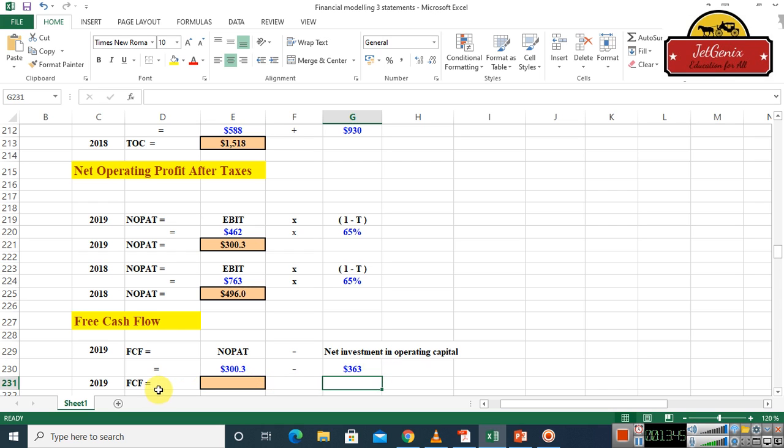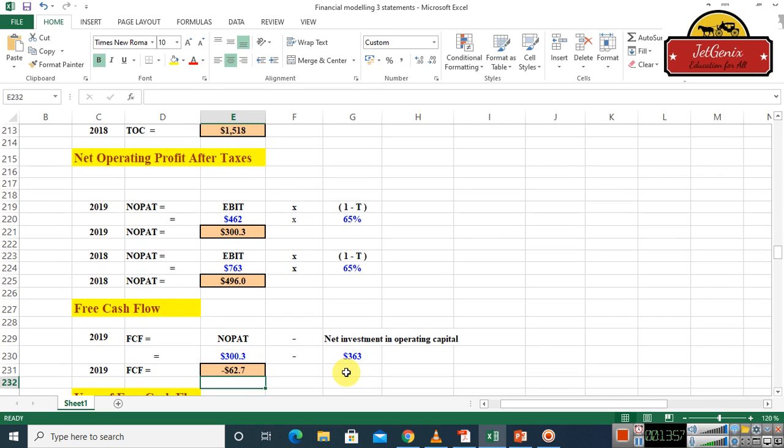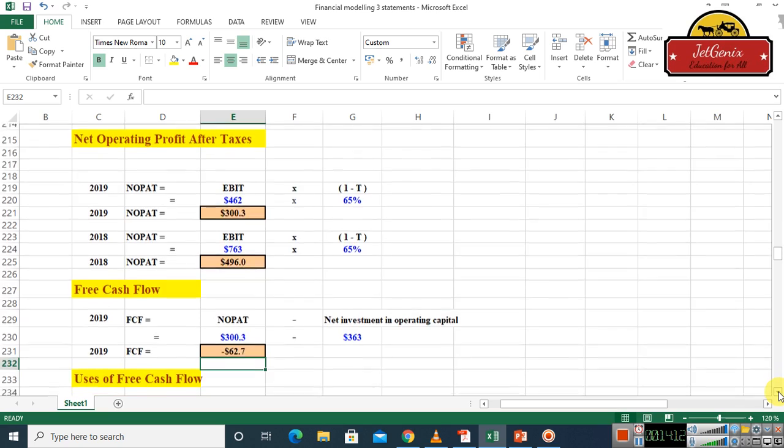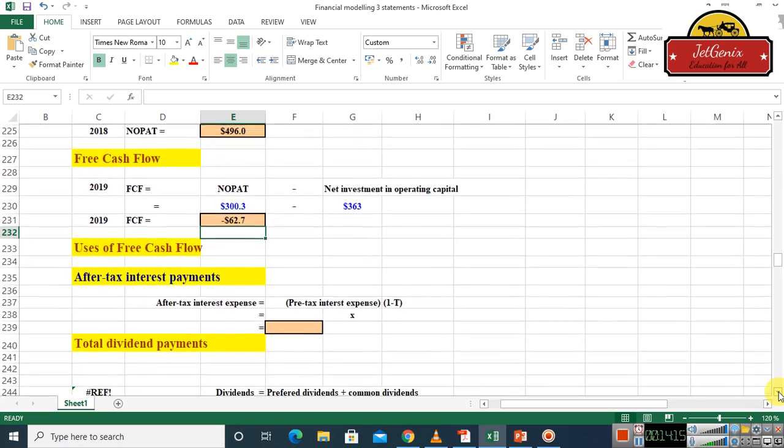Now we can calculate the free cash flow by deducting this amount from this one. So just press equal, select this one minus this one, and press enter. You see now it is minus 62.7, which means that we have spent $62.7 million out of our pocket. And this is the cash outflow but not the inflow, because it is minus.